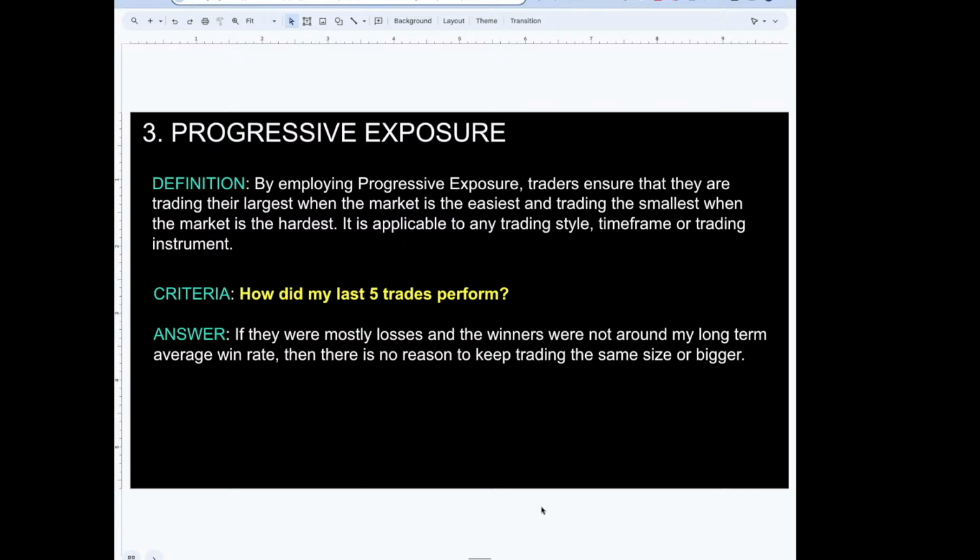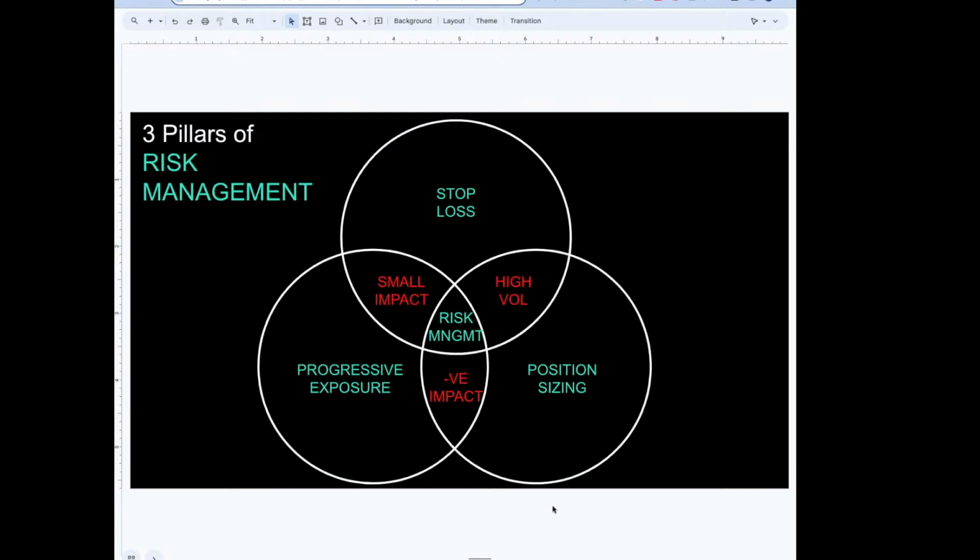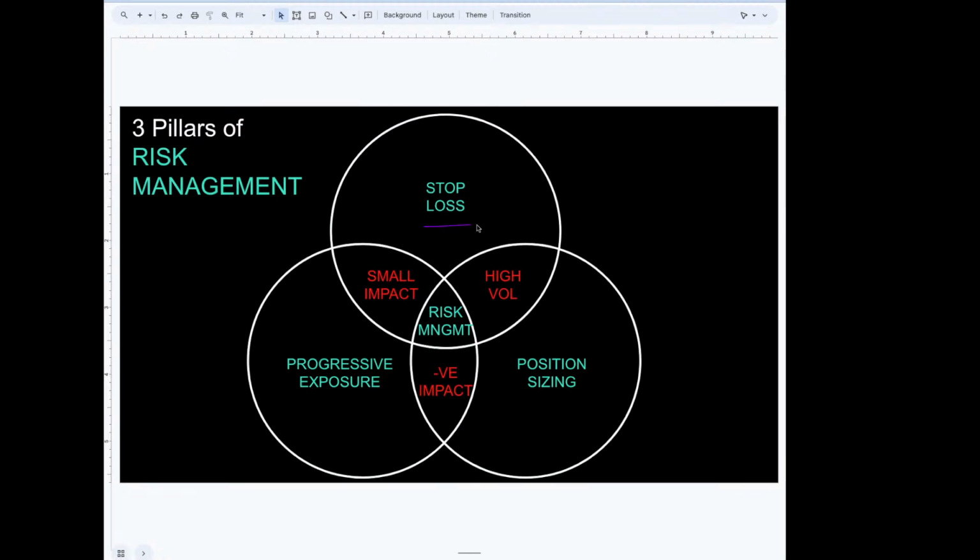Risk management in trading encompasses 3 primary pillars: stop loss, position sizing, and progressive exposure. These elements need to work together synergistically. It's not just about setting stop losses to limit bigger losses. It also involves making informed buying decisions and adjusting your strategy as per market performance.